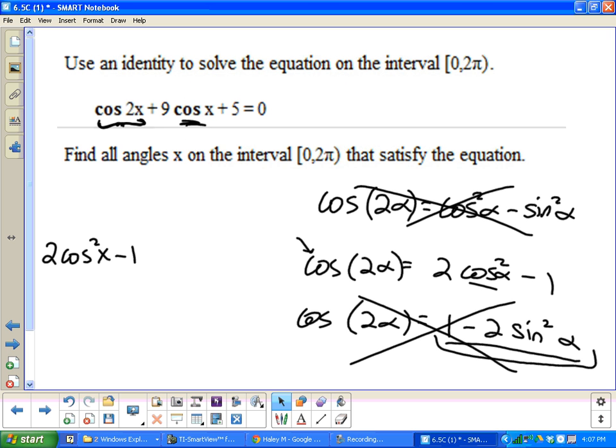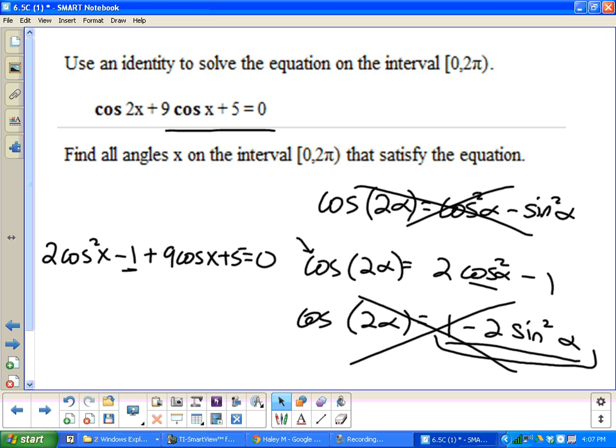Now let's continue here with the rest of the equation. Plus 9 cosine x plus 5 equals 0. Notice it's going to be one of those quadratic ones here. We have a square one and a linear term. So we may use that substitution idea here. Now let's clean it up first.